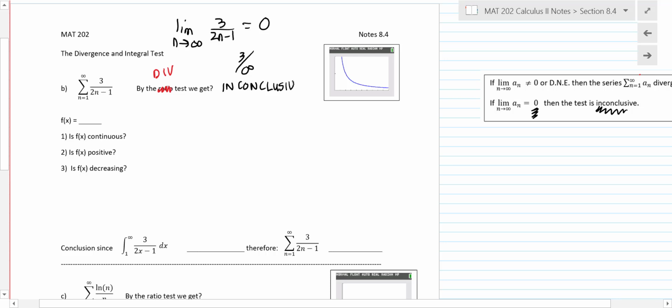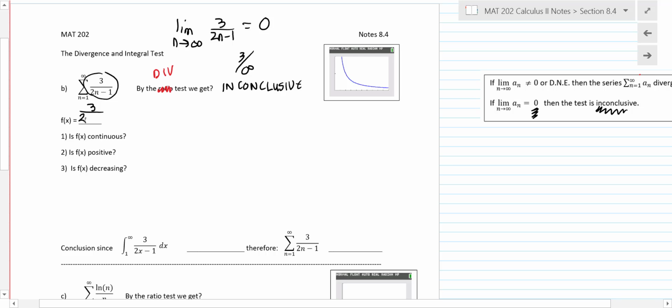Now, the reason I keep doing this divergence test is if we got diverges as our result of the divergence test, we're done with the problem, so you can forget the integral. Wouldn't that save you a lot of time? Yeah. So that's a good place to start on a series, is to look at the divergence test. So the function we're going to use, we're going to move on to the integral test.